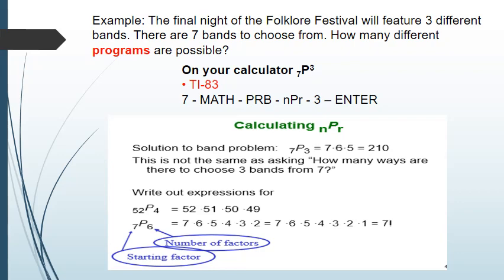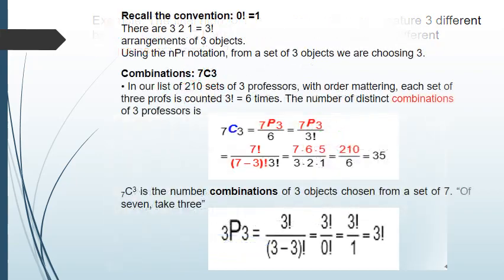This is not the same as asking how many ways there are to choose 3 bands from 7. Write out expressions: 52P4 is equal to 52 times 51 times 50 times 49. For 7P6, 7 is the starting factor and 6 is the number of factors. So 7 times 6 times 5 times 4 times 3 times 2 is equal to 7 factorial divided by 1.